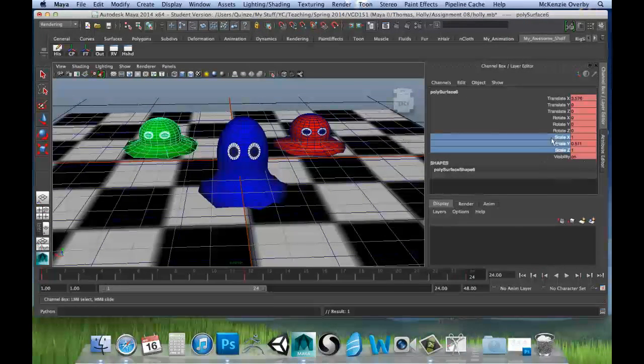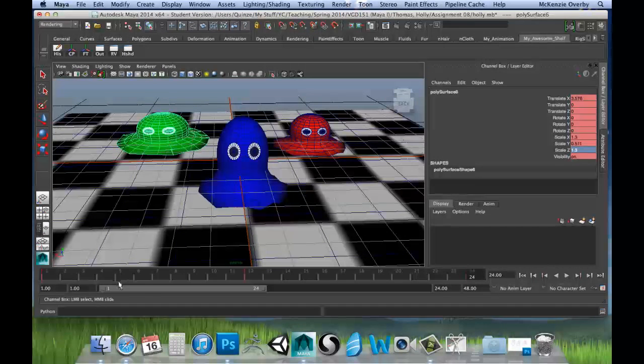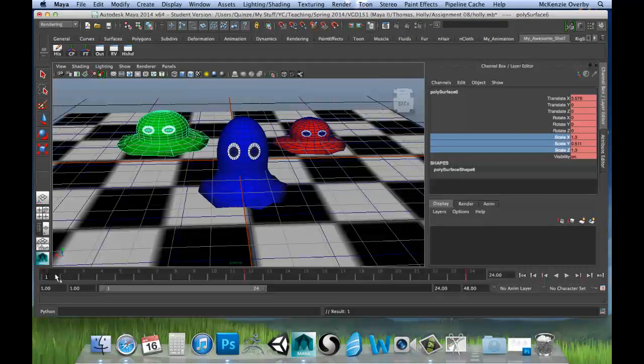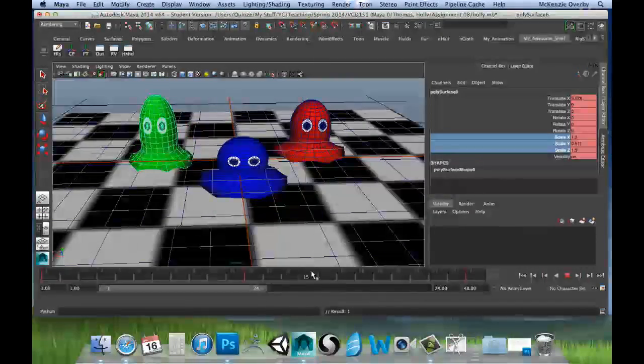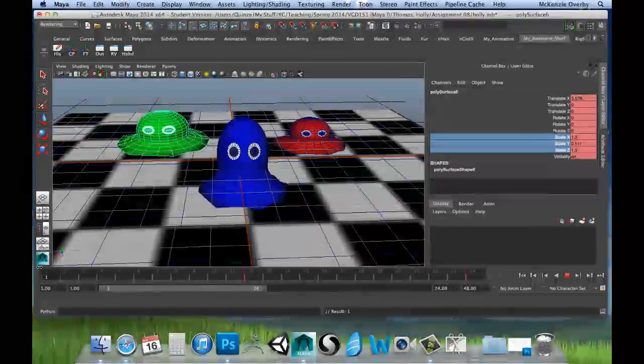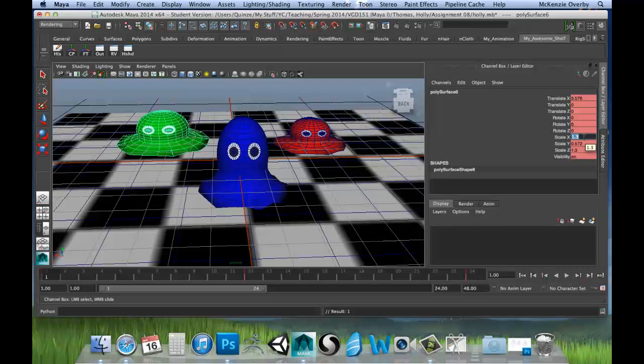I'll do the same thing here, since again we're squashing at this point. And we'll try, what did I say, 1.3. This is all kind of an eyeball sort of thing, you know, just find what you think looks right and key that. Okay, so we've got that squash, stretch, and squash. And now that I'm looking at it, maybe my squash is a little bit dramatic.